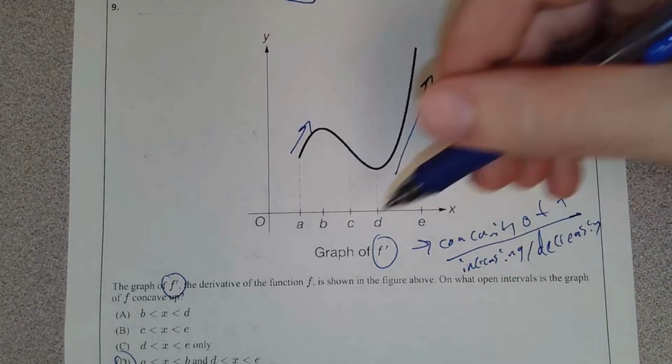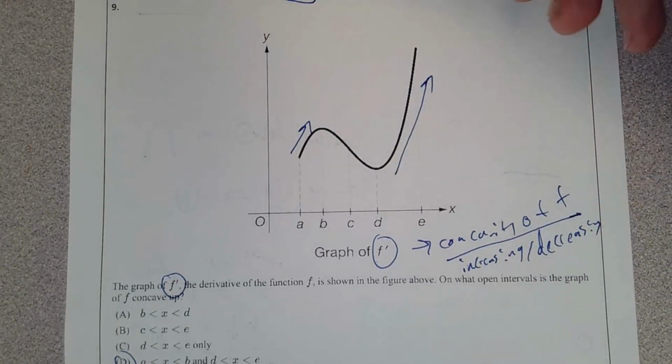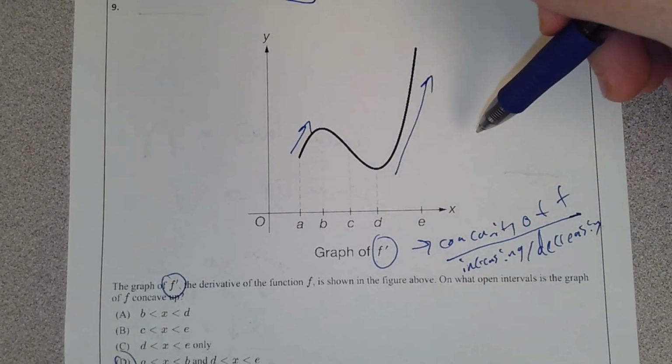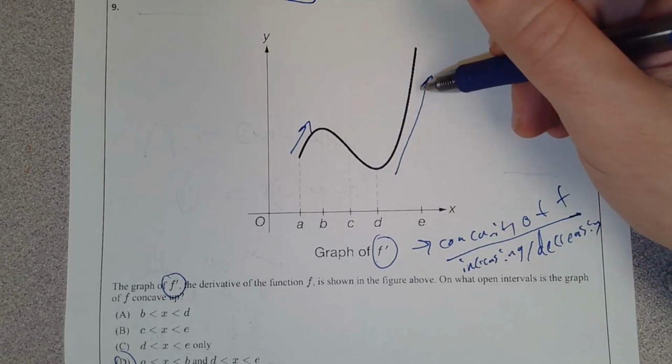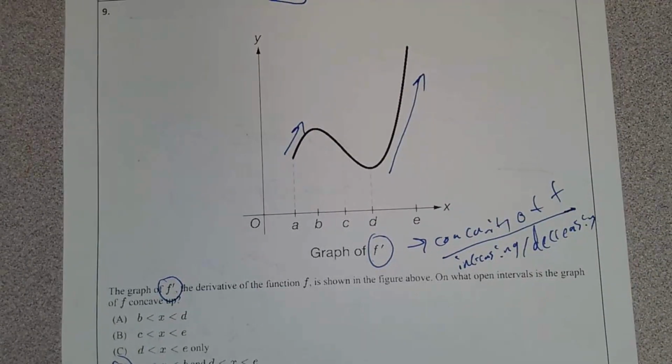The whole thing, it's increasing. The function is increasing on the whole thing because it's all positive. But it's concave up from A to B and D to E because that's where the derivative is increasing. Okay, 10.